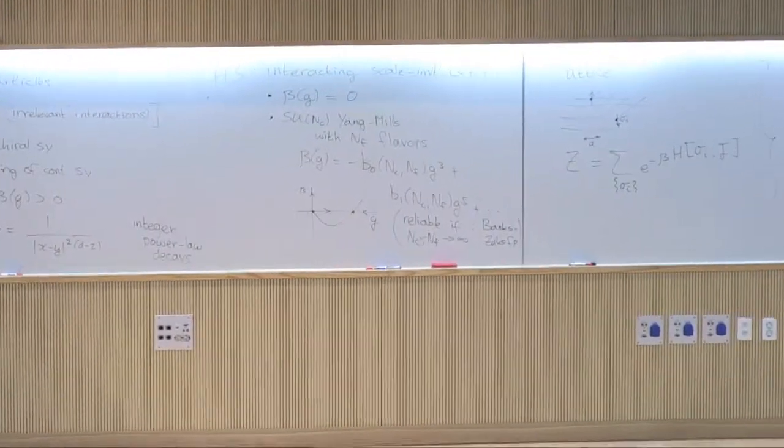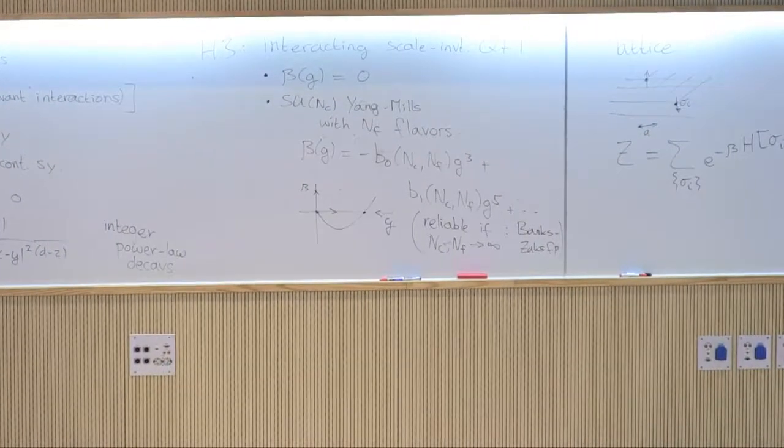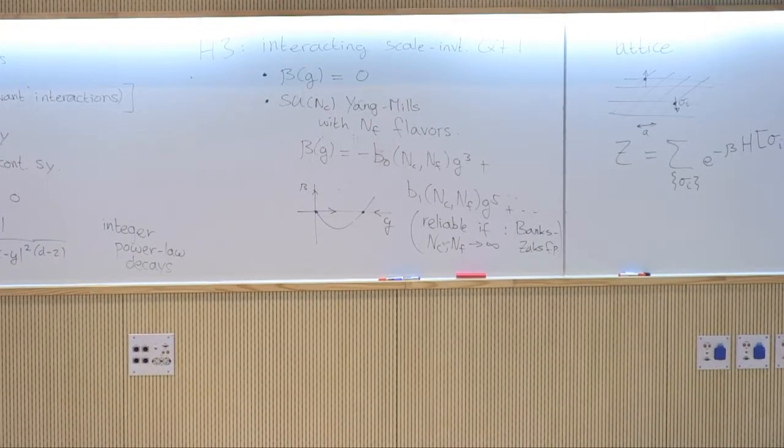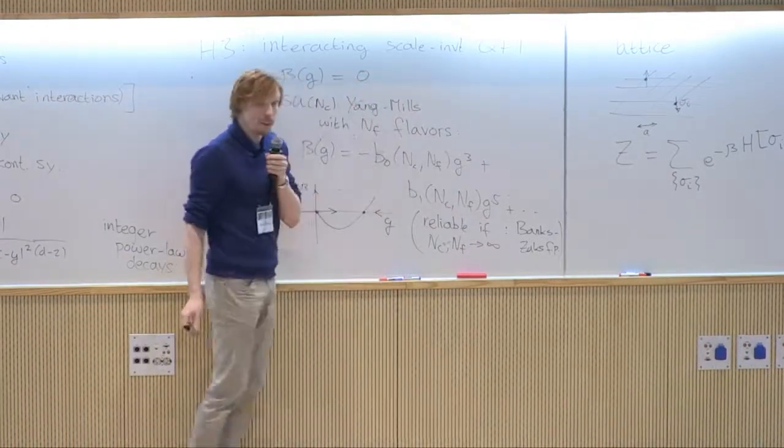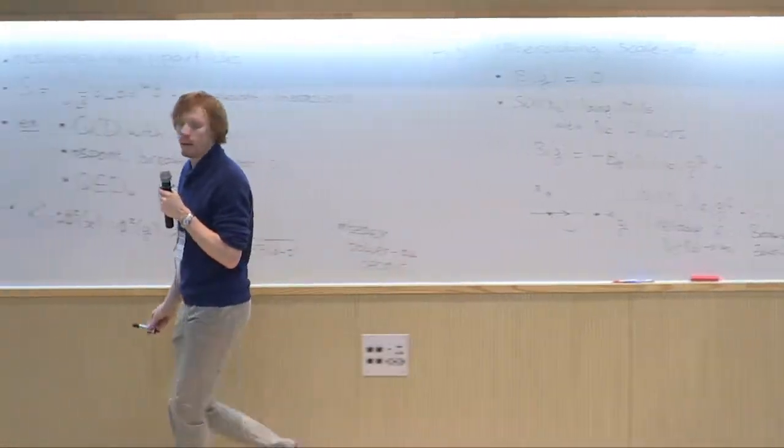So you can do a more detailed analysis. It requires you to compute the one and two loop beta function. But if you do these things as a function of NC and NF, you can show that the fixed point appears at very weak coupling.